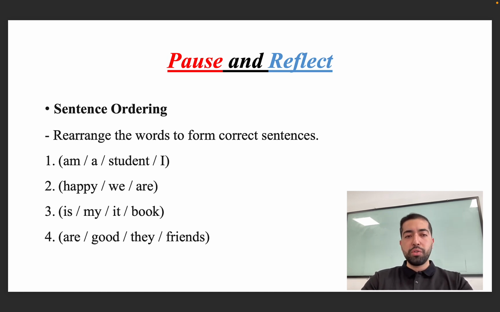Now, I made this section for you in order to pause and reflect a little bit. These are some words which are not arranged correctly, so you can pause and think about it and make the correct sentence in the correct order for yourself.